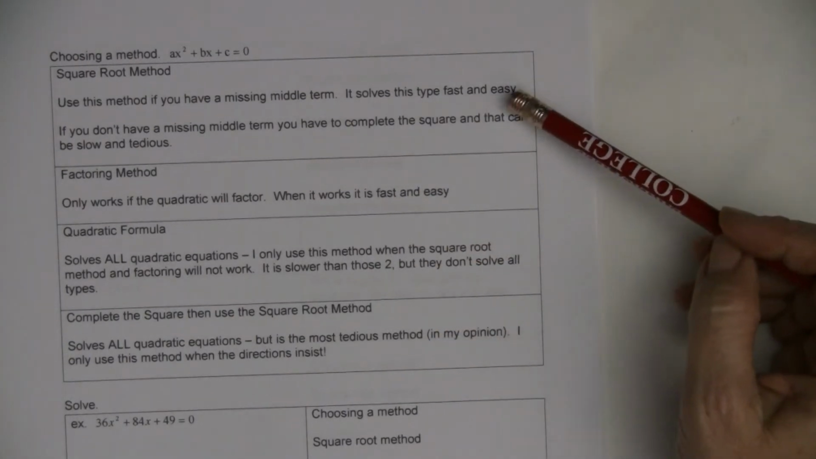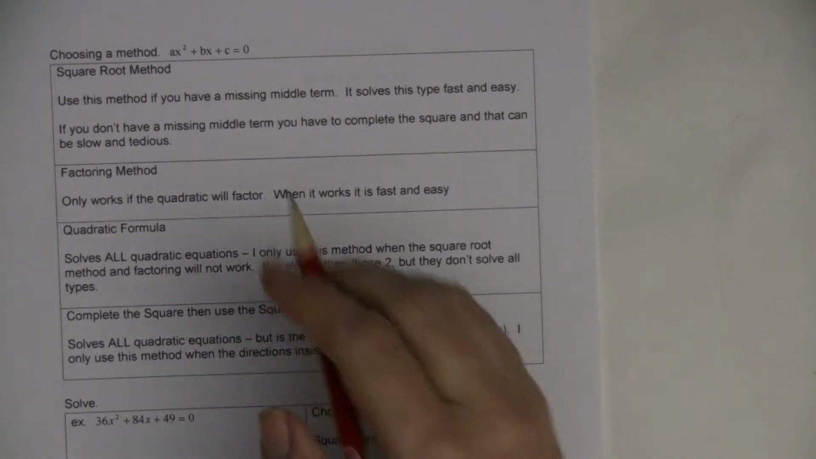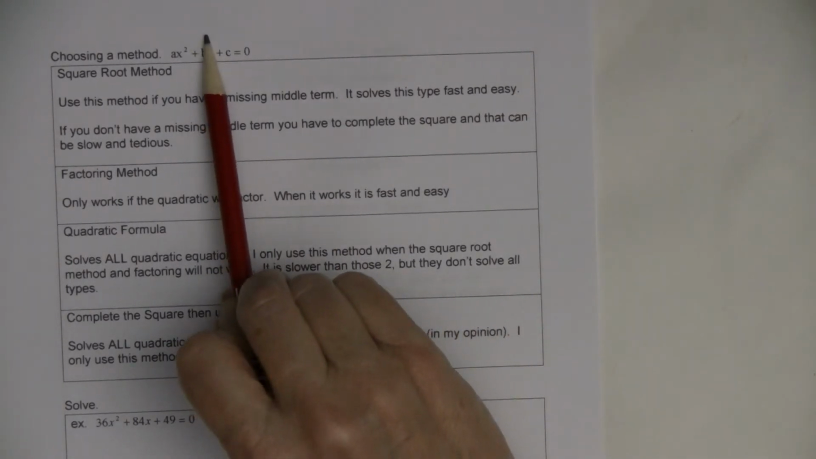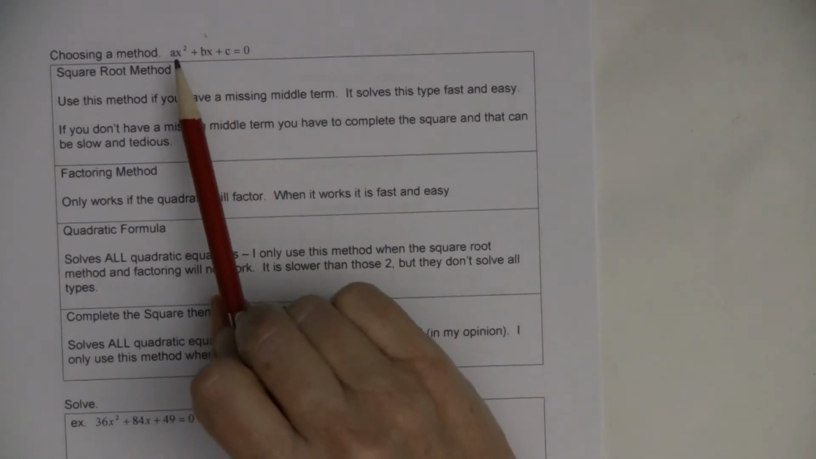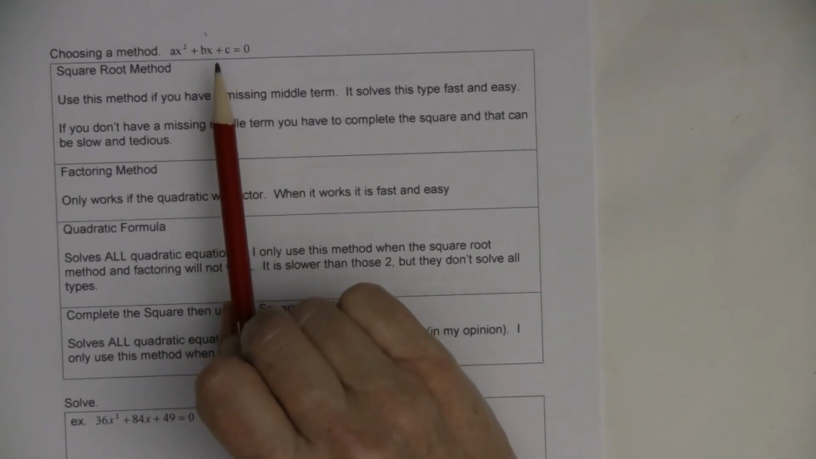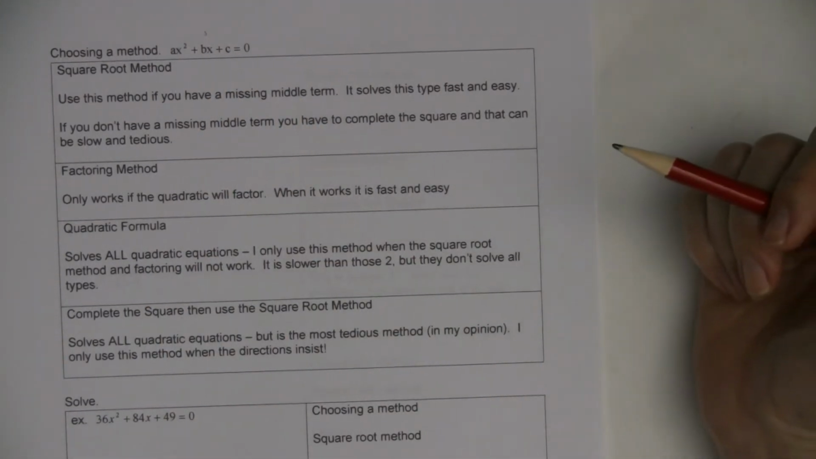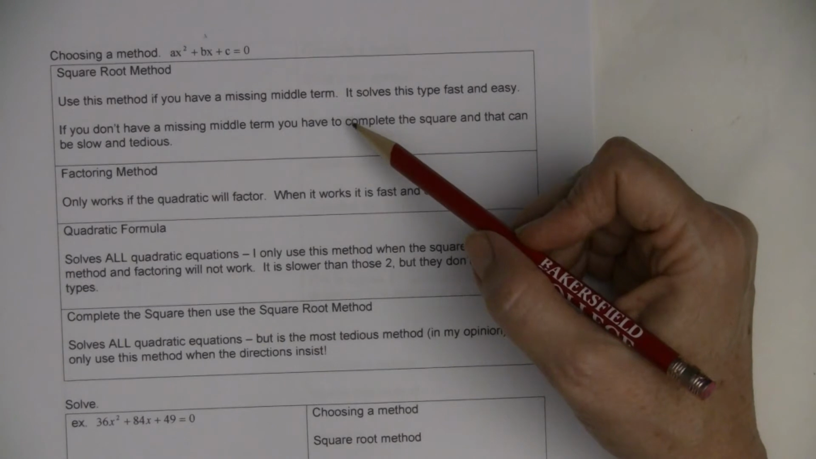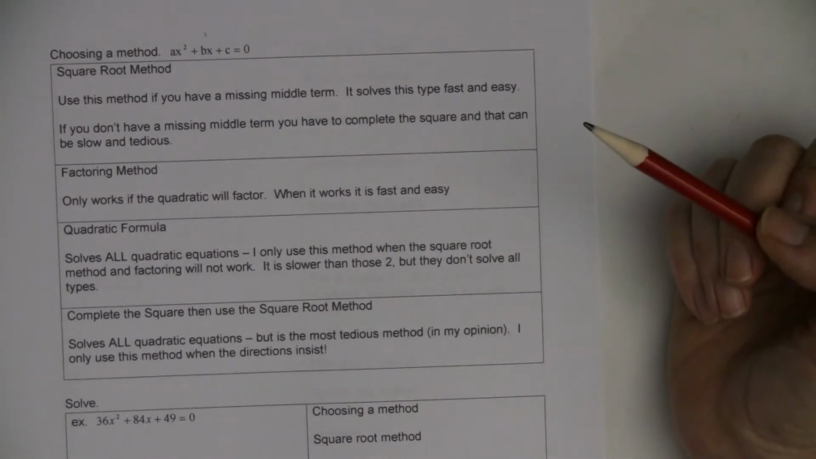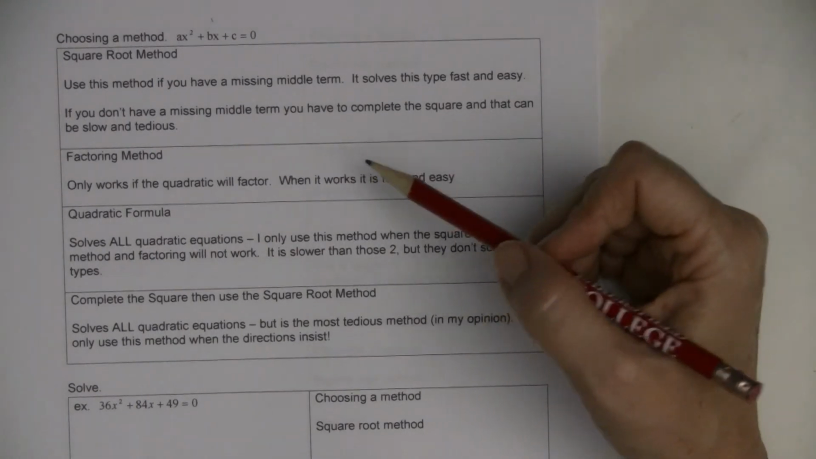The square root method is what I would use if it has a missing middle term, because you have to be able to get x squared on one side, and a constant on the other. If I have the x term, then I'm not going to be able to get x squared isolated, with no variable on the other side. And so without completing the square, which is the method I don't like the most, if this is the case, then this solves easy and fast. And if you don't have a missing middle term, then you would have to use completing the square, which is slow and tedious.